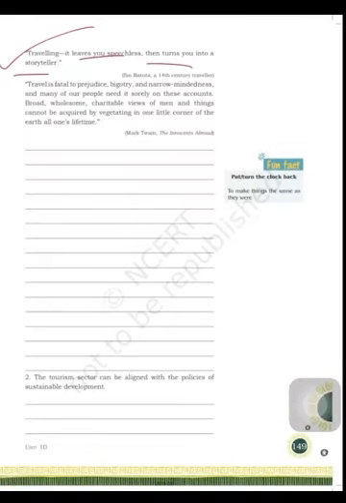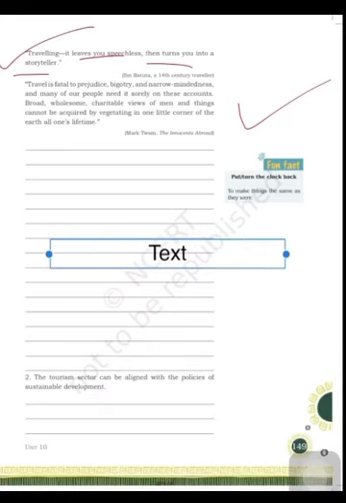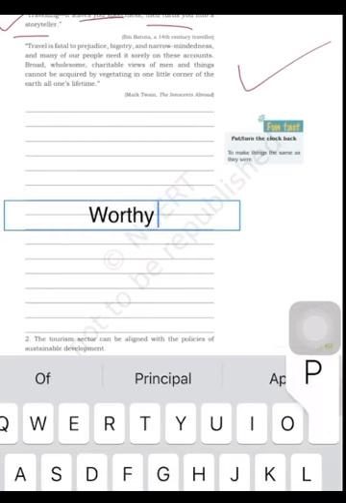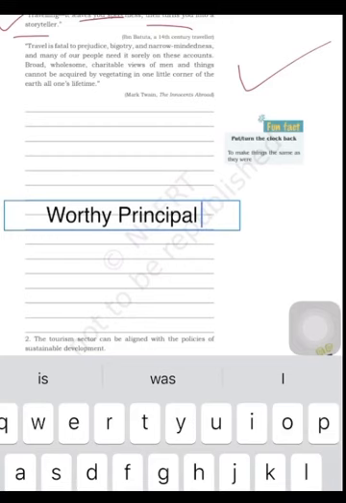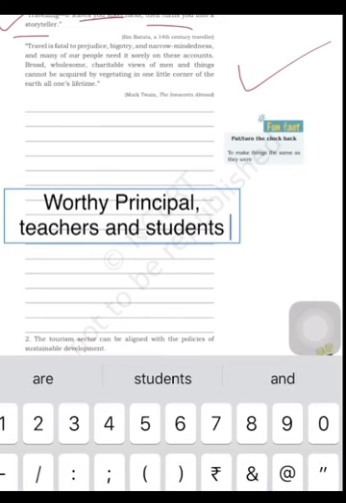So guys, we are having two parts of speaking part. Let's begin with solution of first part, that is related to traveling. You are going to speak or share your views in school assembly about traveling. So let's write your views here. Firstly, you are going to say worthy principal, teachers and students.